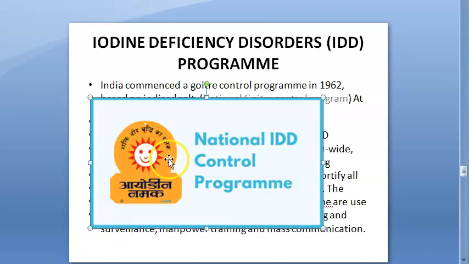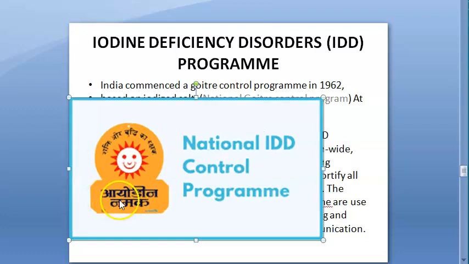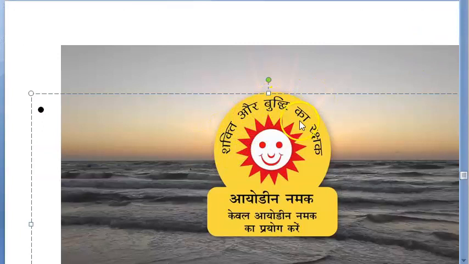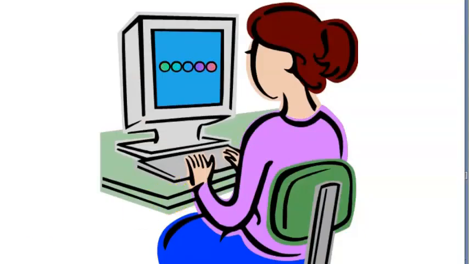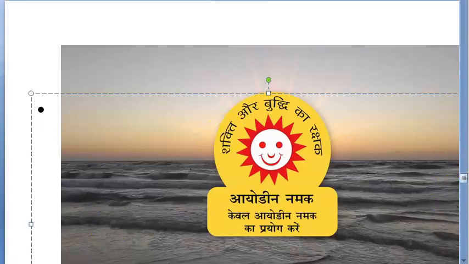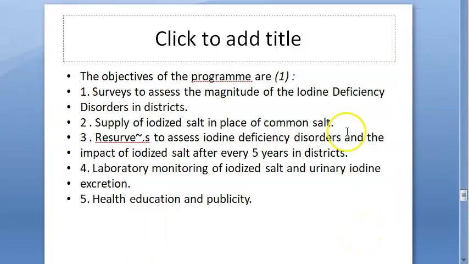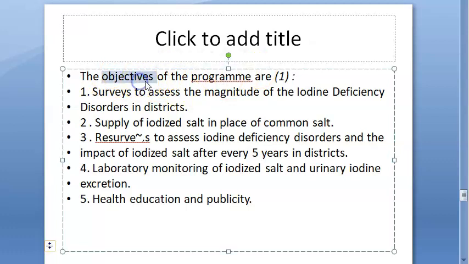Very good. Look at the sun and smiley. What is written here? Iodine namak. Namak is salt, right? Something like Shakti or Buddhi ka Rakshak. Nice, right? So let's continue, guys. What are we looking at? National IDD Control Program. What are the objectives of the National IDD Control Program?